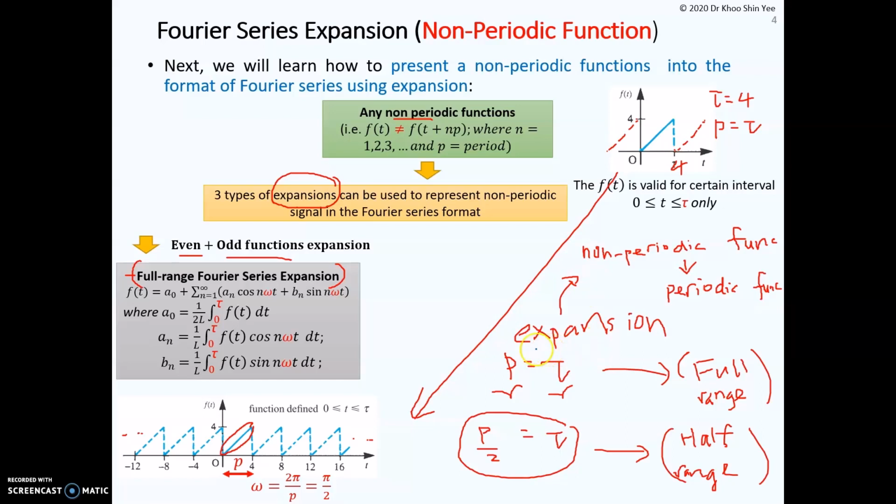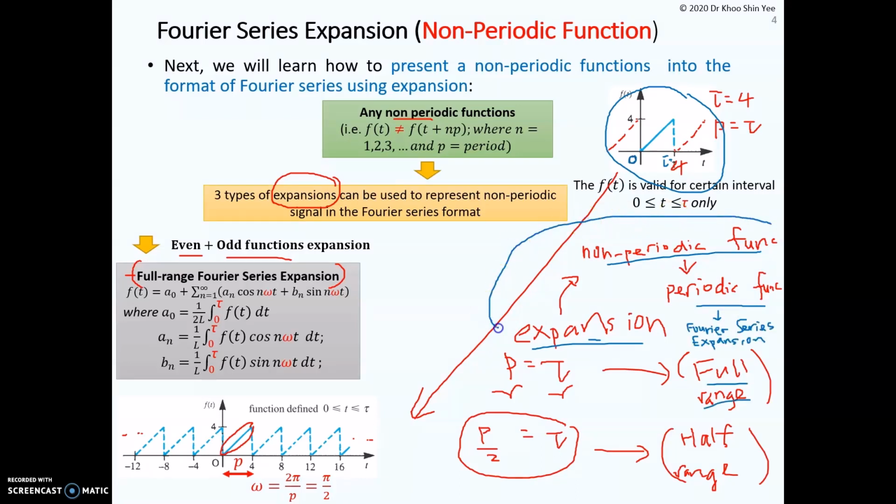Bear in mind, the purpose of having the expansion here is to convert the non-periodic function, such as the one here, where you have a finite interval from 0 to tau. In this case, our tau is equal to 4. After you perform the expansion, such as the full range expansion or the half range expansion, then you can convert it into the periodic function. Then we can continue to find the Fourier series result. So this is called the Fourier series expansion strategy.